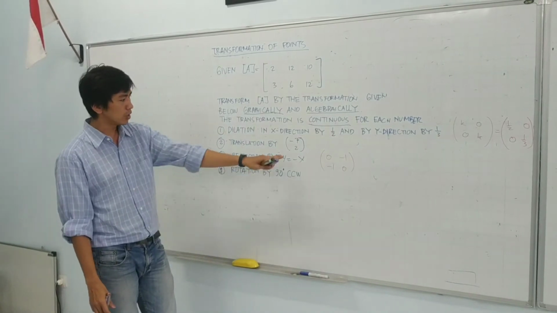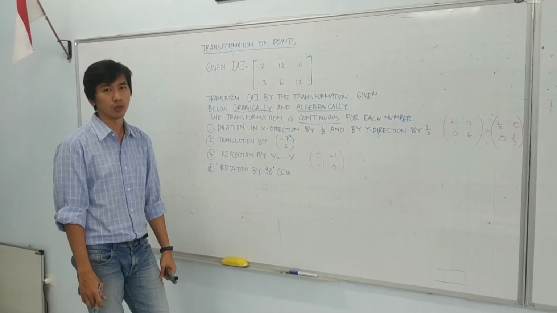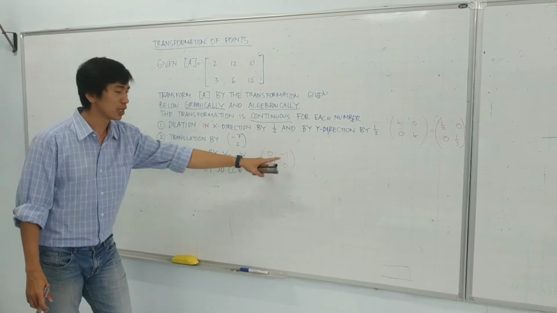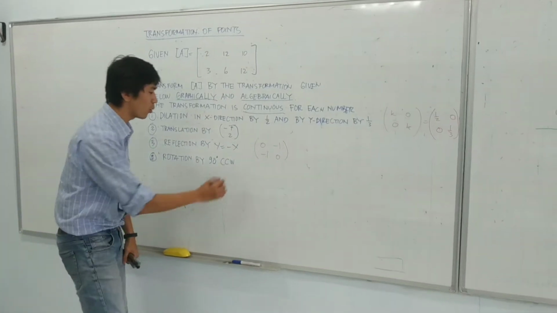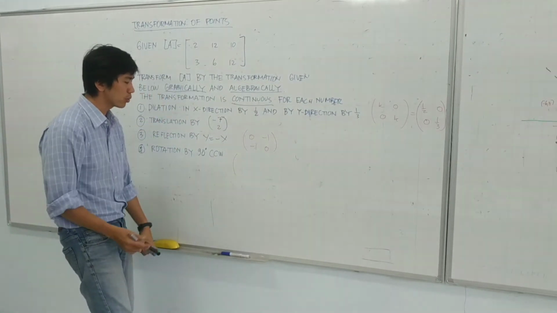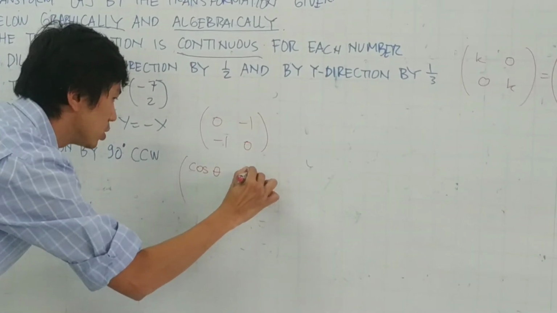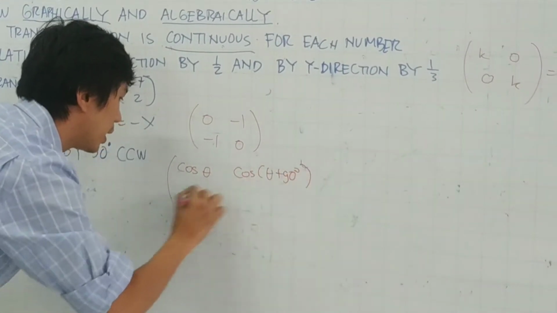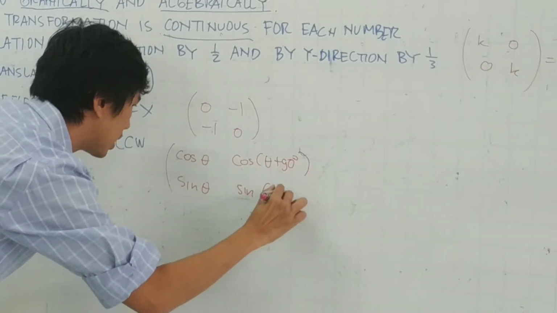So try to open your notes again if you have a note. You'll find that this will be 0, negative 1, negative 1, and 0. And then the last one, rotation by 90 degrees counterclockwise. This is what we are going to have. We'll get cos theta, cos of theta plus 90 degrees, and sin theta, sin of theta plus 90 degrees.